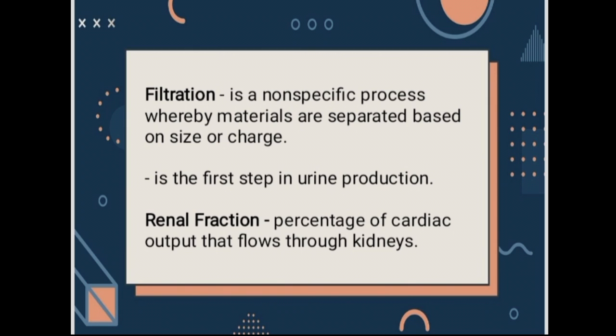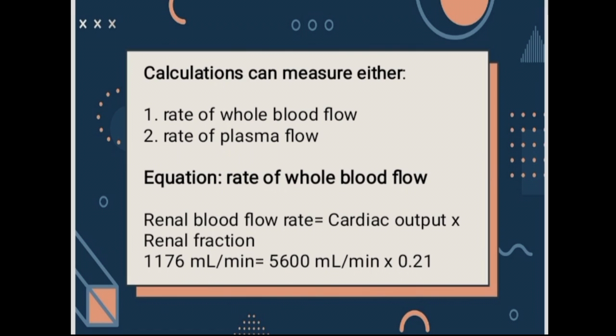The importance of filtration is indicated by the large percentage of cardiac output, or blood sent through the kidneys each minute. This percentage of cardiac output that flows through the kidneys is what we call the renal fraction. There are several measurements of filtration that can be calculated as an indication of proper kidney function. These calculations can measure either the rate of whole blood flow or the rate of plasma flow.